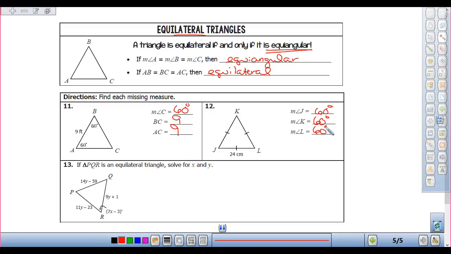Okay? If I'm doing this one, how am I going to do X? 7x minus 3 equals what? 60. All three angles have to equal 60, no matter what. So 7x equals 63, x equals 9.